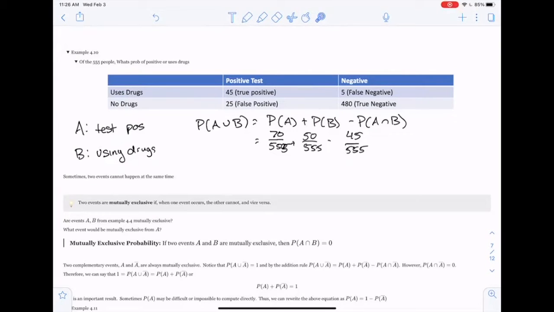Even though I can reduce 70 over 555 or 50 out of 555, we're not going to because we're adding fractions here. And the way we have to add fractions, of course, is by getting a common denominator. If we already have one, we might as well just keep it. If we do this, we're going to get 75 out of 555, or 15 out of 111. Right? That is how we use the addition rule.